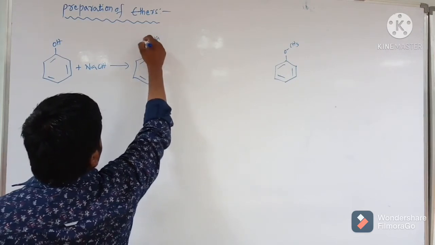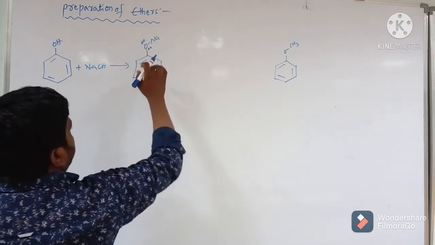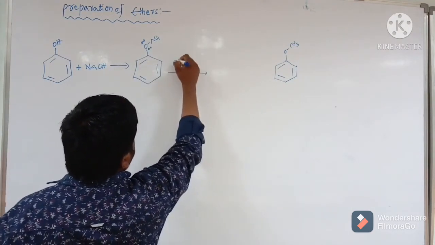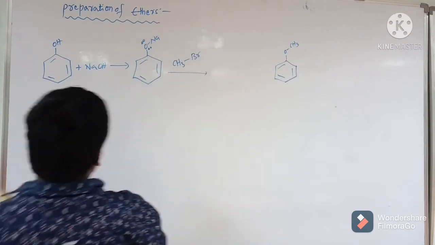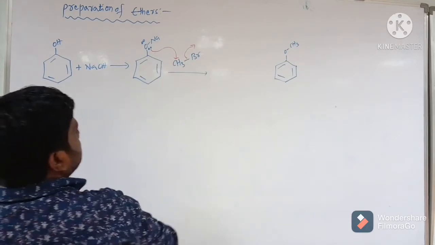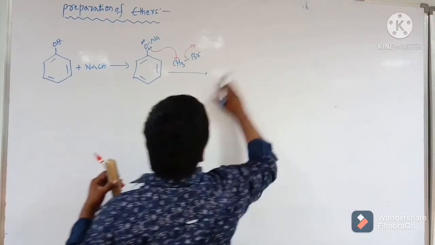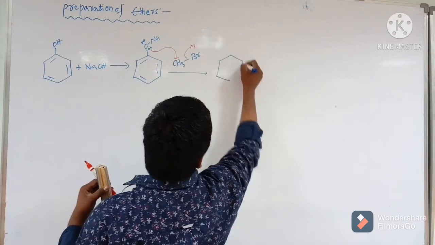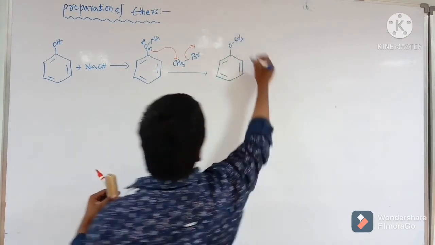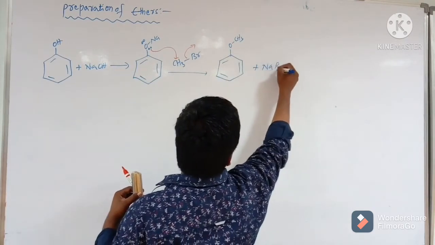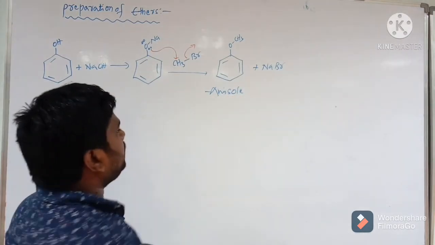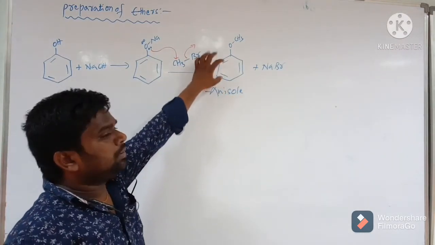Like a sodium alkoxide, where the aryl group is present: sodium phenoxide reacts with CH3Br. It is going to substitute, and the bromide is eliminated. So we get CH3 plus the remaining NaBr. So this is anisole. Anisole is prepared. This is one type of ether, with an aryl group and an alkyl group.